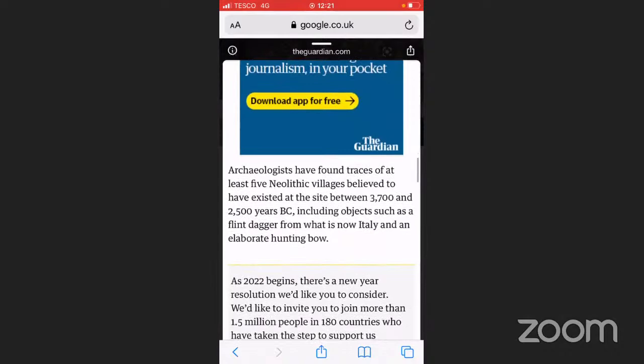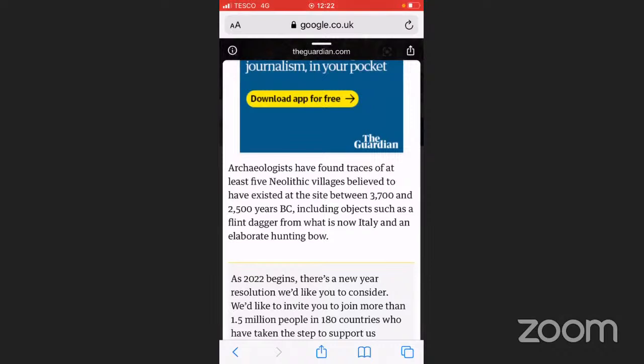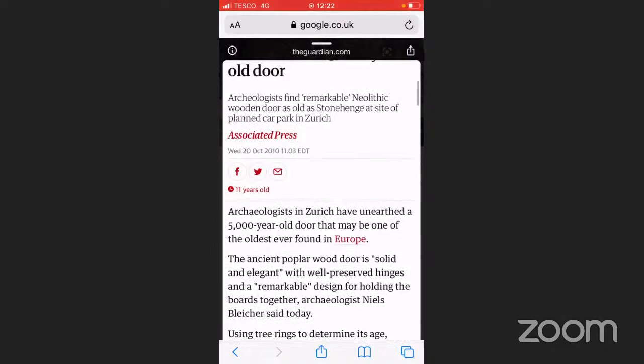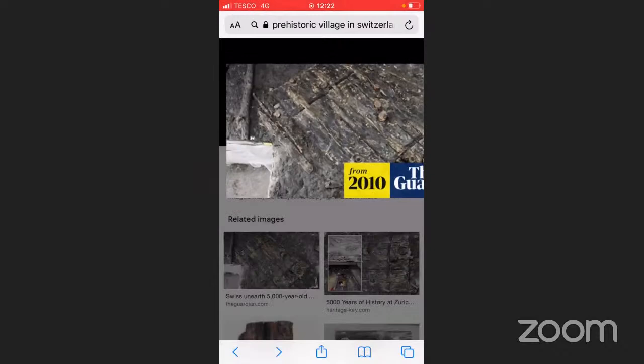Archaeologists found traces of at least five Neolithic villages believed to have existed at the site between 3,700 and 2,500 years BC, including objects such as a flint dagger from what is now Italy, and an elaborate hunting bow. And then what we're going to do, we started off with that today. There we go. Love it. There we go. The door there. And then finally, we'll just have a little look at some artifacts.